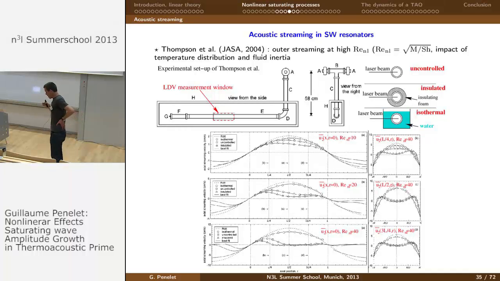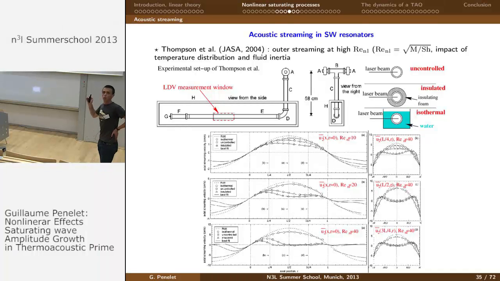Okay, so now I would like to present a few experimental results in order to show that finally acoustic streaming is not very well understood in thermoacoustic engines. And let's begin with the works by Thompson and Atchley from Penn State. These are experimental works, so we see here a sketch of their experimental apparatus. It's basically a standing wave resonator, which is driven by 2 loudspeakers here.